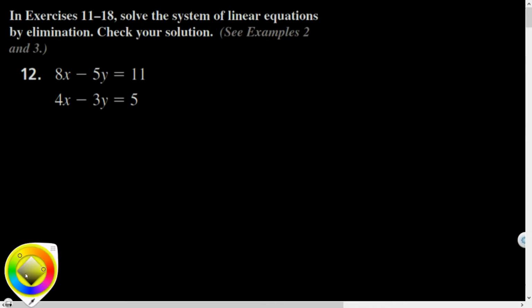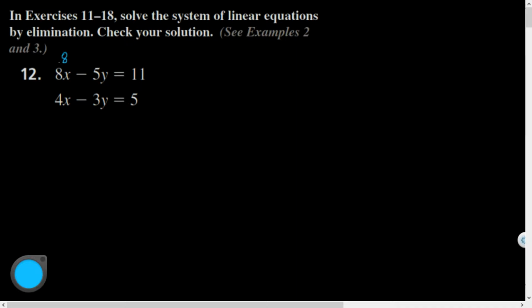So step one of the elimination method was multiply one or both of the equations by a constant, which just means a number, such that you will have opposite coefficients for one of the variables. So I'd want those to be opposite or these to be opposite. Between 4 and 8, what do both 4 and 8 go into? 8. They both fit into 8.